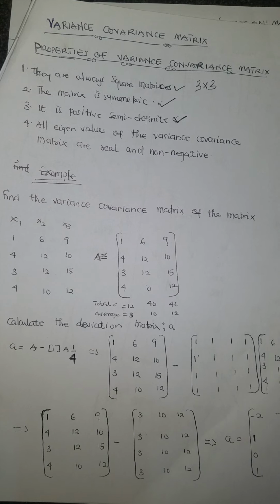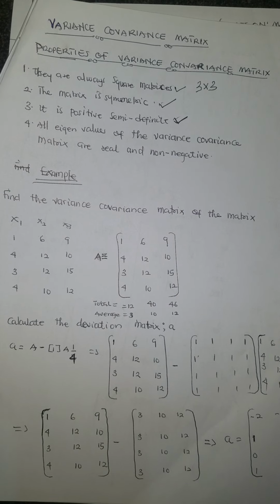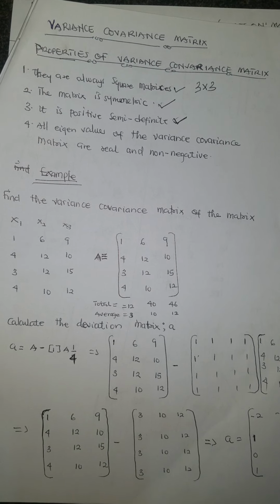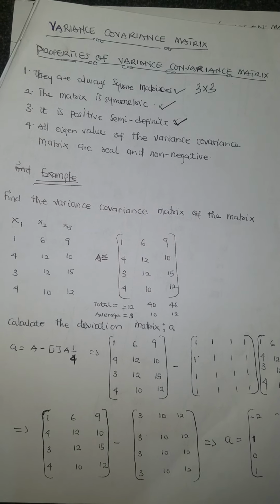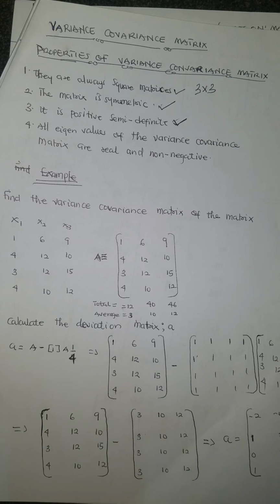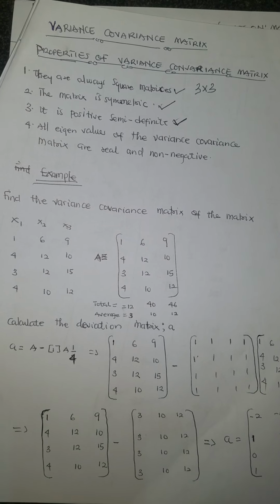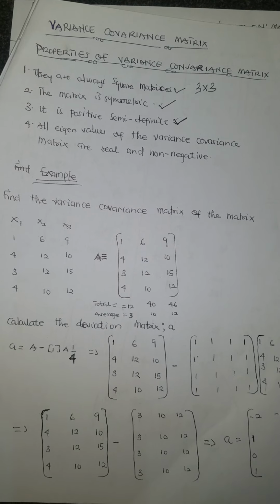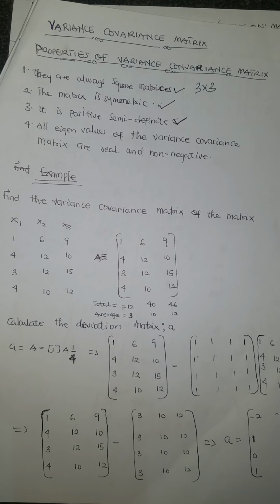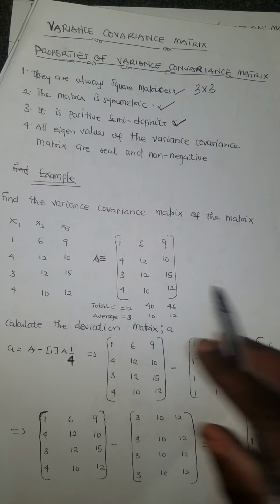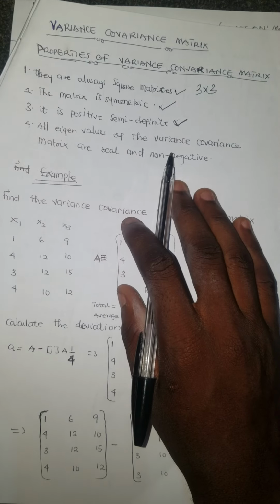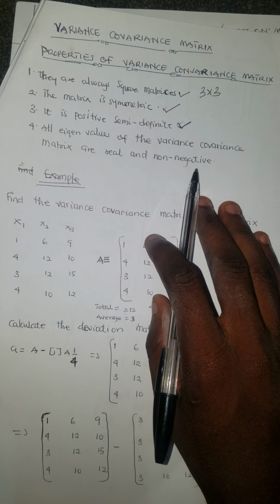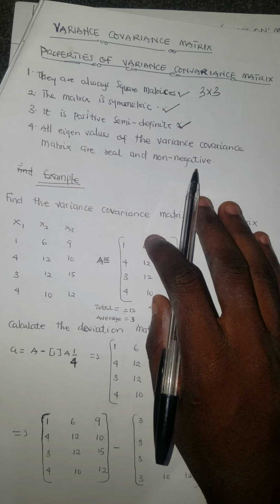When they say something is positive definite, one way to check is using the eigenvalues. If one of the eigenvalues is positive and one of them is negative, it is not positive semi-definite. All eigenvalues of the variance covariance matrix are real and non-negative.